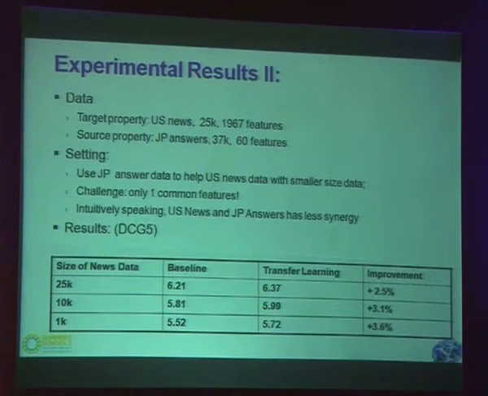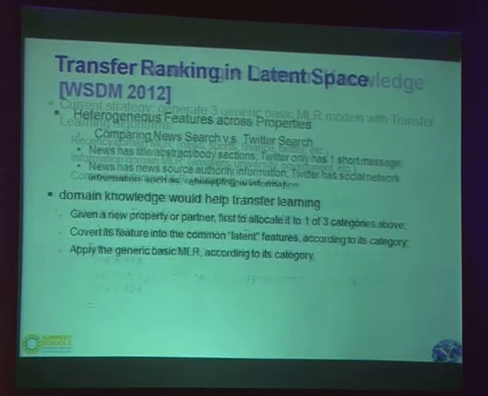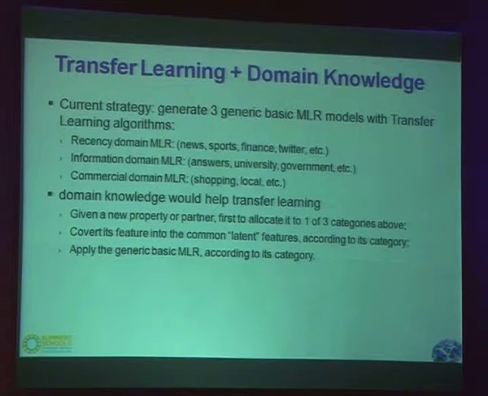So as a result, this also supports our previous finding that we need to first use some domain knowledge to categorize different tasks into groups, and try to leverage similar tasks within the same group, which are more transferable than other tasks, to improve the ranking result.